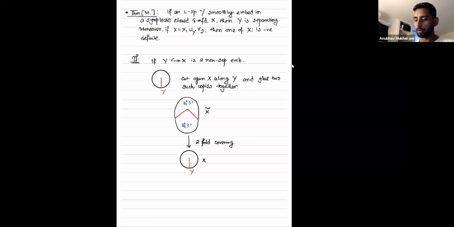Yeah, that's true. Now notice that this is in fact an honest twofold cover of the original 4-manifold X. And we know in particular that X is symplectic, so we can pull back the symplectic form. That is, X tilde is symplectic. And from this picture, I can see that this red separating Y is actually connected.